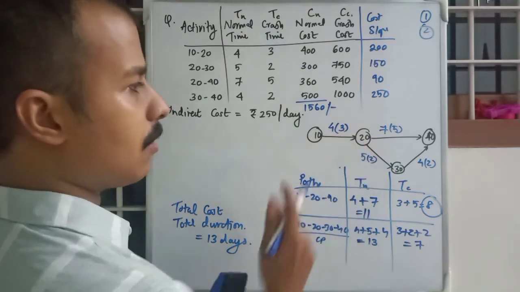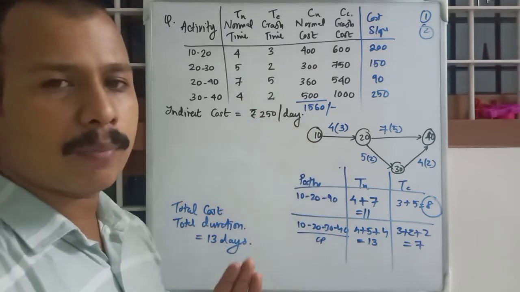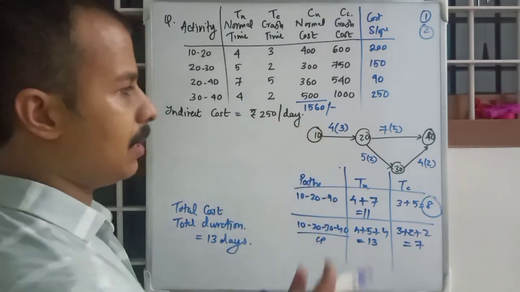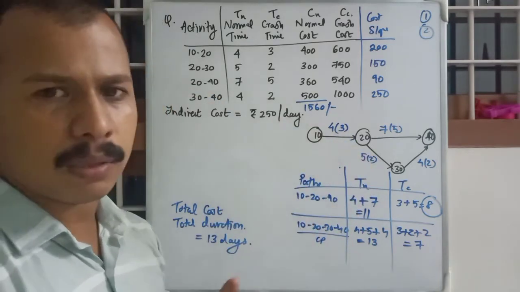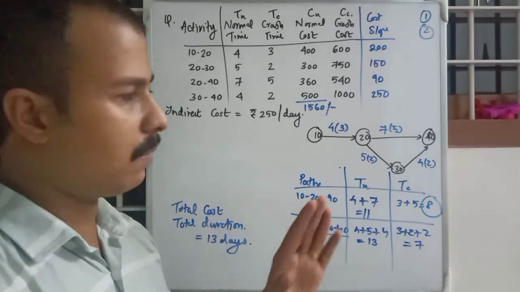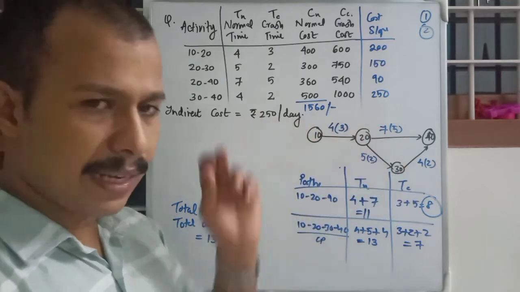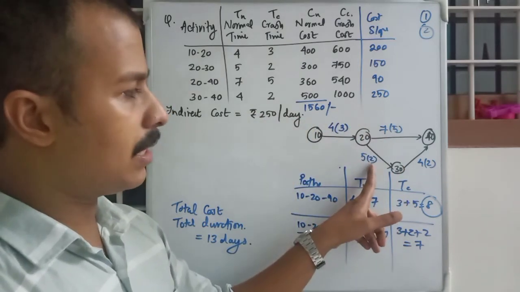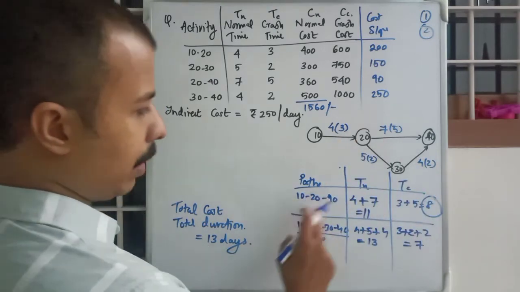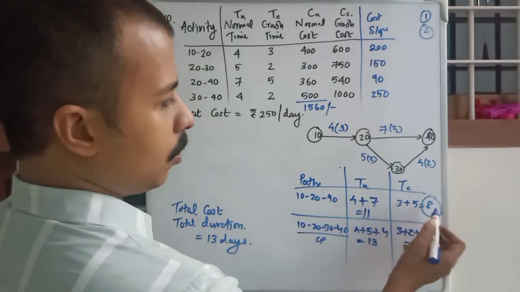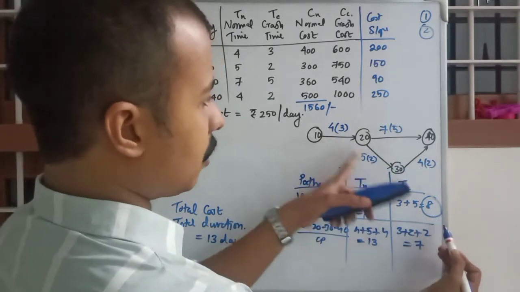What are these values inside the bracket? These are the minimum requirement of each activity. 10, 20 activity needs at least 3 days to complete, even if you are crashing to its maximum extent. For 20, 40 it needs at least 5 days. For 20, 30 we need 2 days, and 30, 40 2 days. So taking the paths, we have found 8 days for the 10, 20, 40 path and 7 days for the other one.